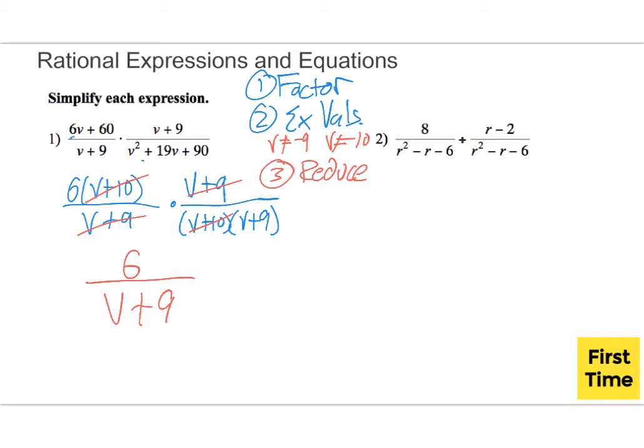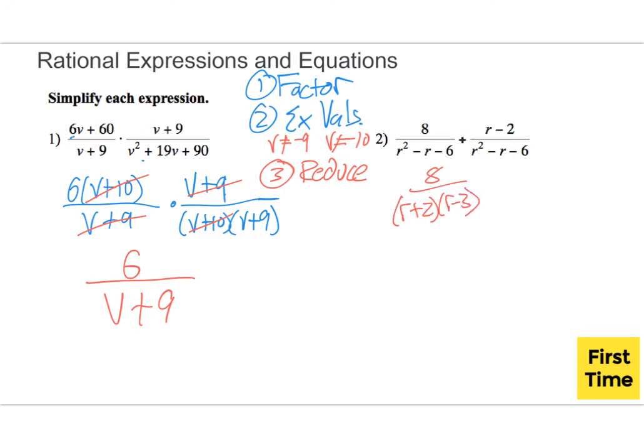For the next one, we got the same exact thing going on. I've got to do some factoring first. And when I do that, we end up with 8 is not changing, so that's cool. R squared minus r minus 6 is going to be r plus 2 and r minus 3.